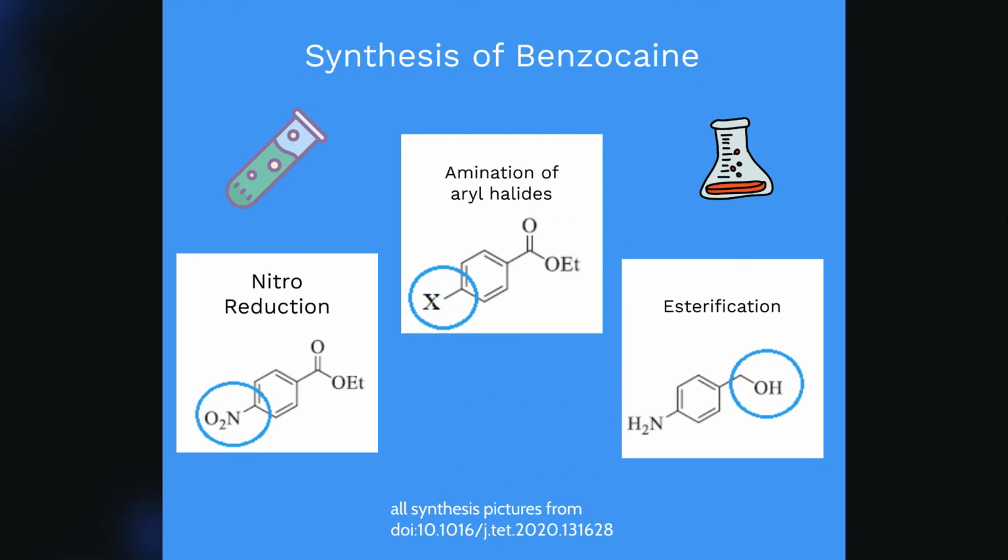There are three main methods to synthesize benzocaine. This includes nitro reduction, amination of aryl halides, and esterification.